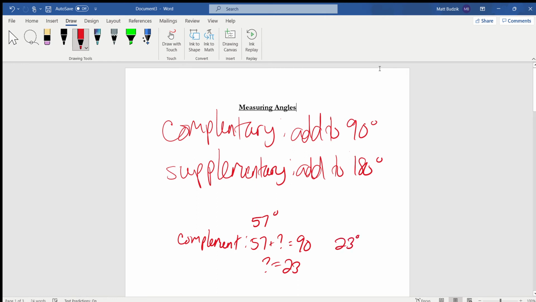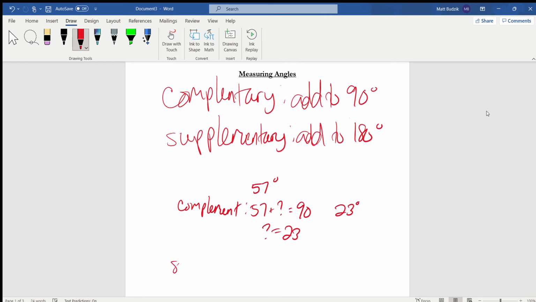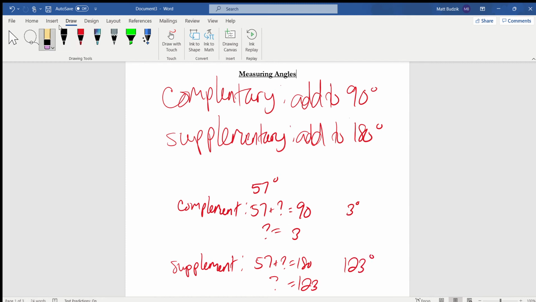And then if I were looking for the supplement, I do the exact same thing, but I just want to get whatever it is to 180. So 57 plus what gets me 180? And that is 123. So look at that mistake. Whoops. The complement is 33, not 23. My bad. 33. There we go. Complement is 33. That supplement is 123. All right. Oh, look at that. See? Mistake. Whoops. It's okay. It happens.